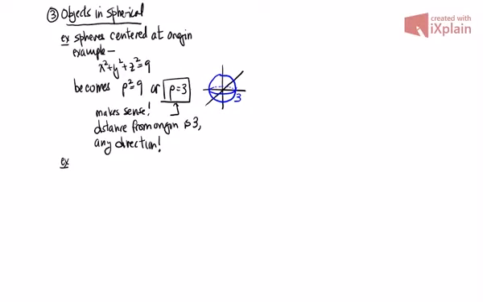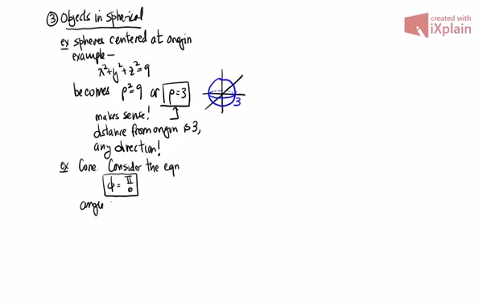Now, second one. Look at something like a cone. So cones in spherical are actually really nice. So consider the following equation. Phi equals pi over 6. What does that mean? That means the angle with the positive z-axis is pi over 6. Then we have any theta, any distance.